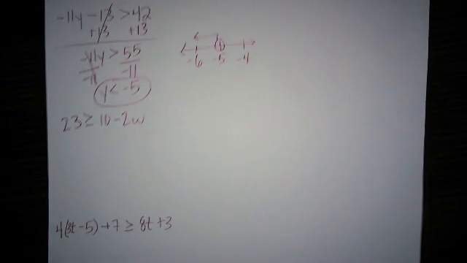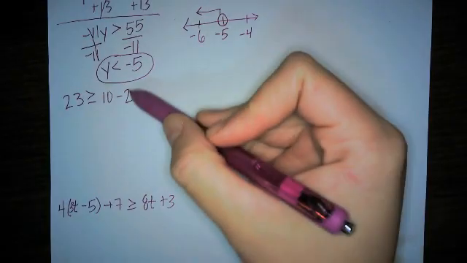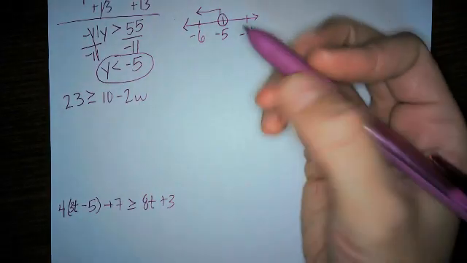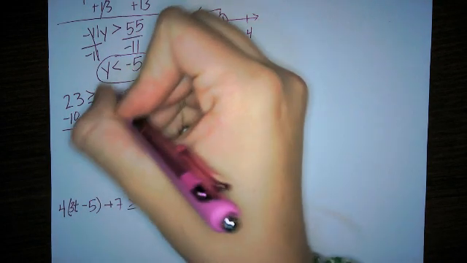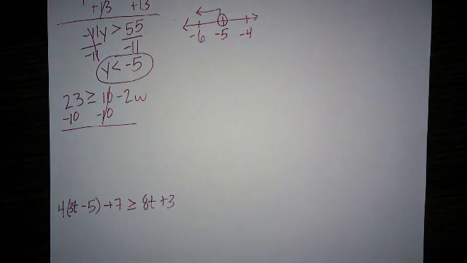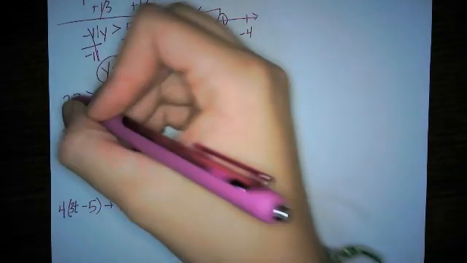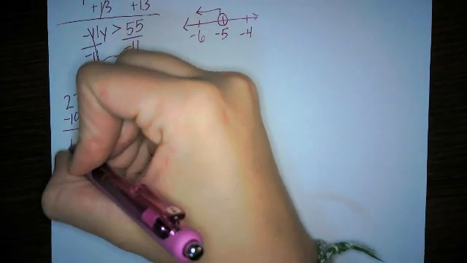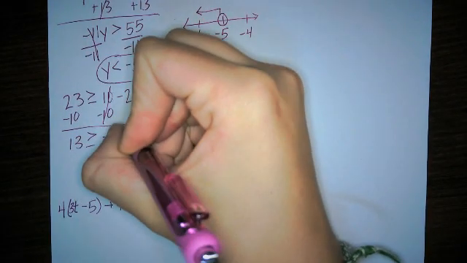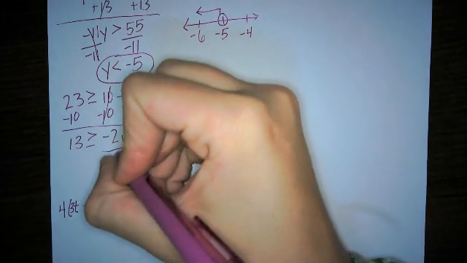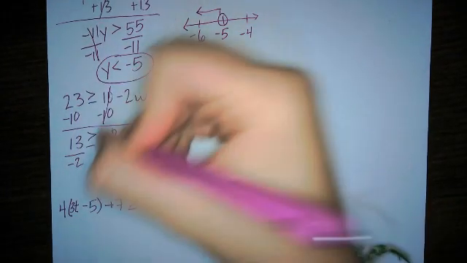All right, next one. Again, same thing. We're trying to get this variable by itself. So we want to get rid of the thing that doesn't have the variable first. If we subtract 10, we're going to end up with 13 is greater than or equal to negative 2w. And then again, just divide by negative 2.